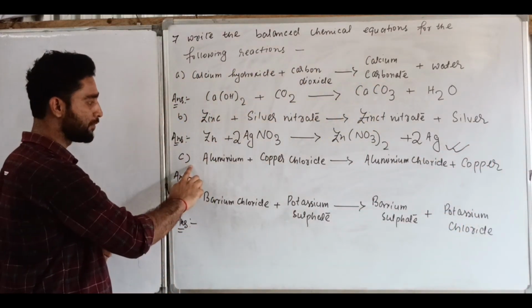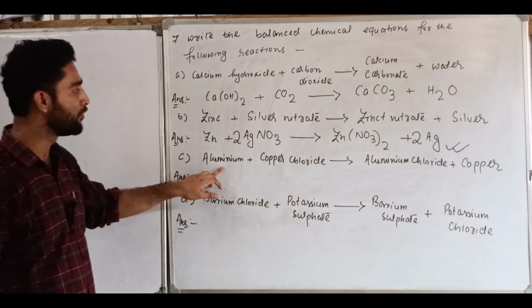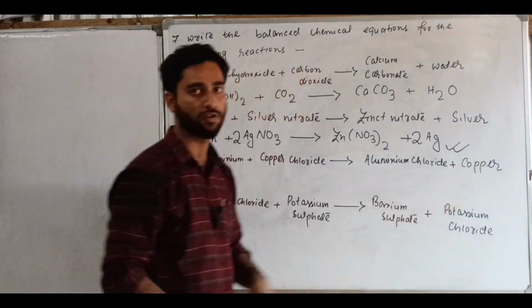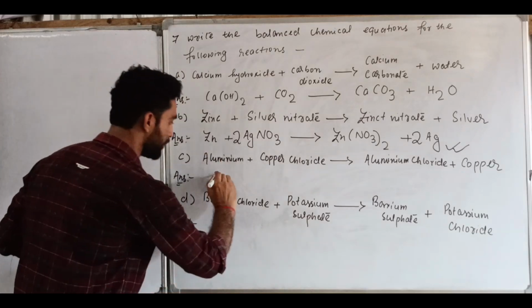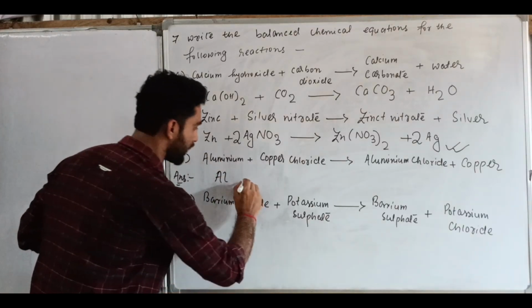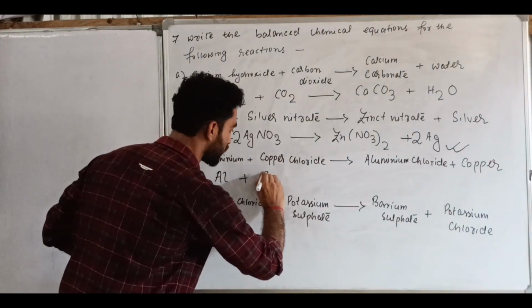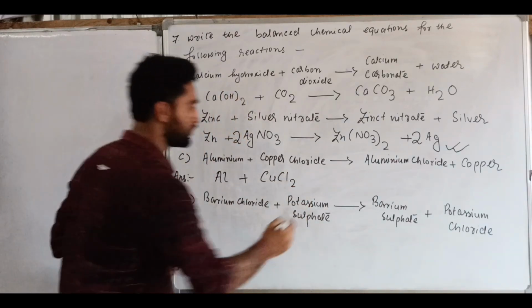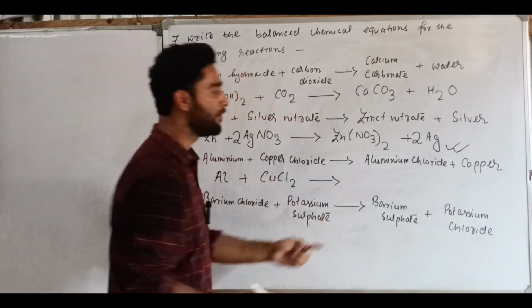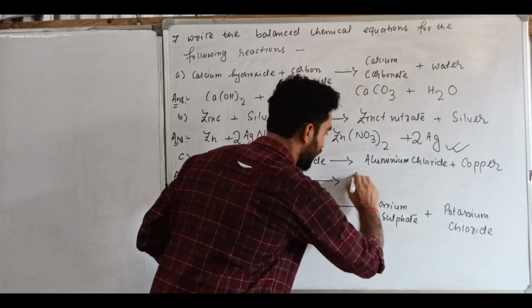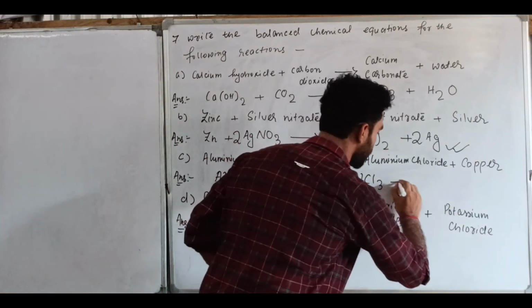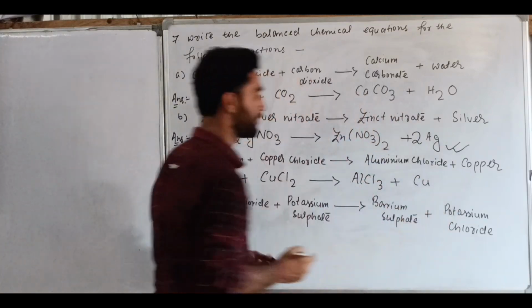Now question number C. Aluminium reacts with copper chloride. They form aluminium chloride plus copper. Now aluminium, Al, plus copper chloride. Copper chloride is CuCl2. They form aluminium chloride. Aluminium chloride formula is AlCl3, plus copper.